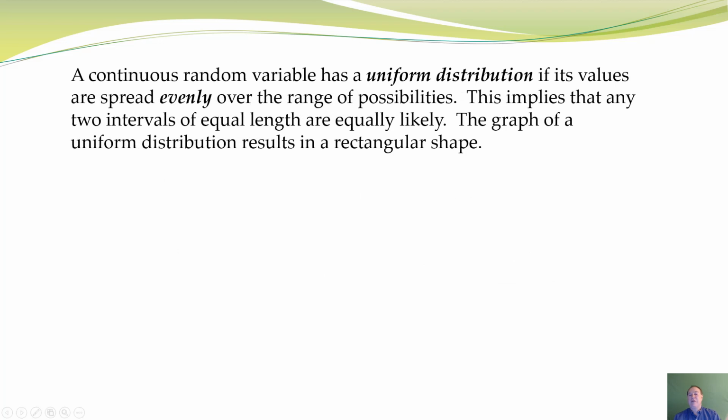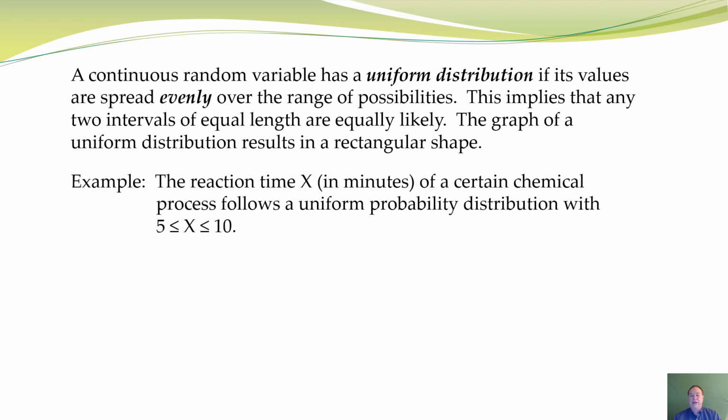A continuous random variable has a uniform distribution if its values are spread evenly over the range of possibilities. This implies that any two intervals of equal length are equally likely. The graph of a uniform distribution results in a rectangular shape. Okay, let's look at an example.